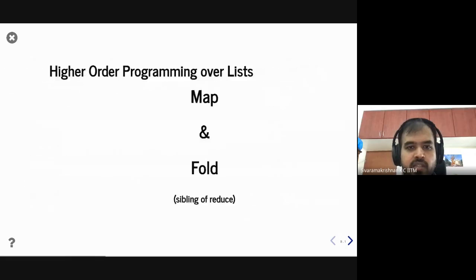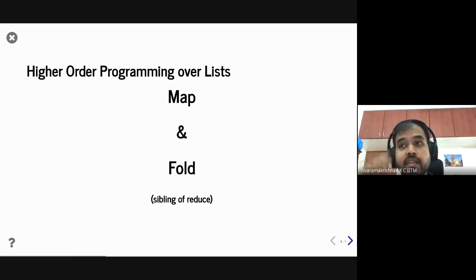Okay, so we saw this. And there is a very standard way of doing higher order programming over lists. These two functions are called map and fold, right? These are things that you would come across again and again, not just in OCaml. Even if you do, say, big data, you would come across this idea.